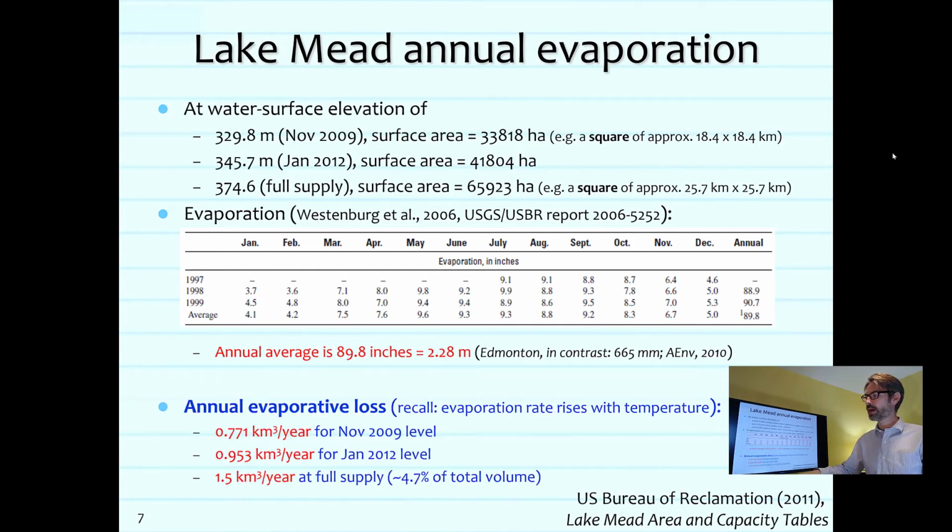And so with that amount of evaporation off this surface area, how much water loss are we looking at? It turns out it's over 3/4 of a cubic kilometer per year for the relatively lower level that was experienced in November 2009. For the January 2012 level, almost 1 cubic kilometer in a water scarce area was lost just from the reservoir surface. And then at full supply level, which again hasn't been achieved in a long time, it could be as high as 1.5 cubic kilometers of water loss. And that's almost 5% of the total volume of the reservoir lost through evaporation.